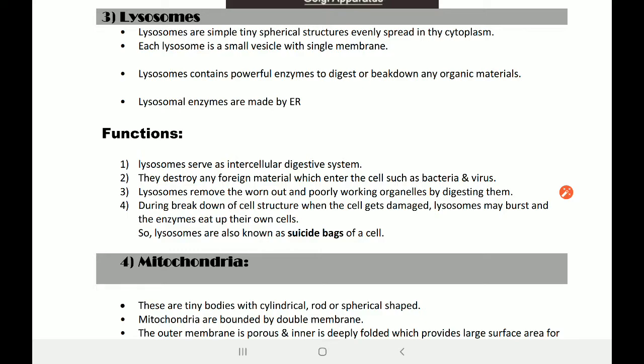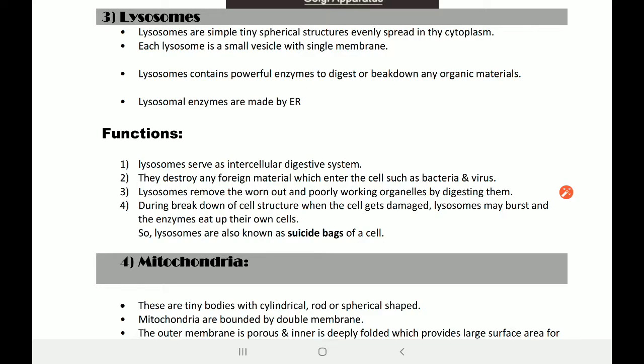So what are the functions of the lysosome? Lysosomes serve as an intracellular digestive system. It actually digests inside the cell. They destroy any foreign material which enters the cell, like a bacterium or maybe a virus. Lysosomes remove worn out or poorly working organelles inside the cell. There can be cell organelles which may not be working properly, so those can be destroyed by the lysosome.